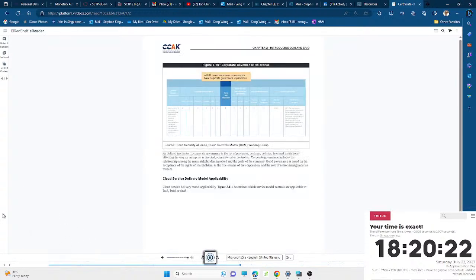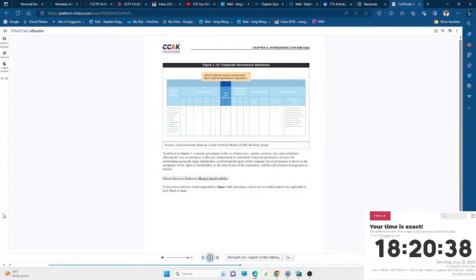As defined in Chapter 1, corporate governance is the set of processes, customs, policies, laws and institutions affecting the way an enterprise is directed, administered, or controlled. Corporate governance includes the relationship among the many stakeholders involved in the goals of the company. Good governance is based on the acceptance of the rights of shareholders, as the true owners of the corporation, and the role of senior management as trustees.